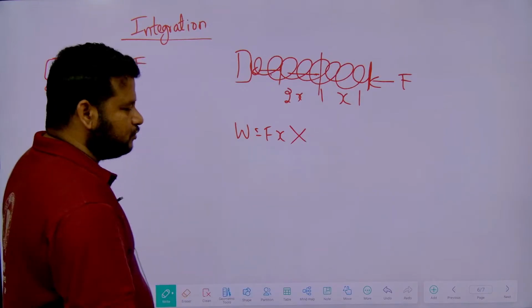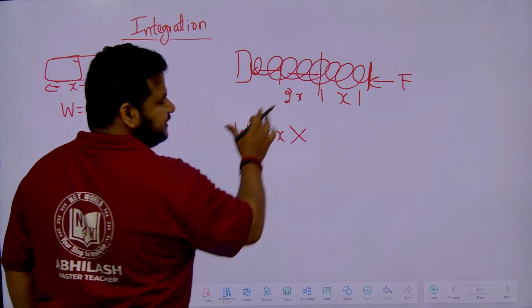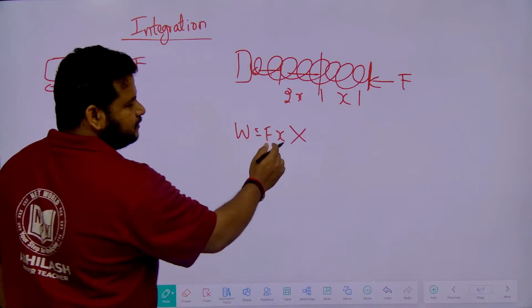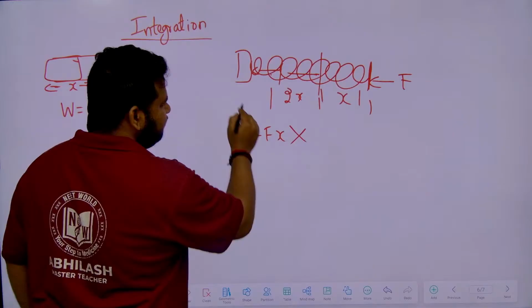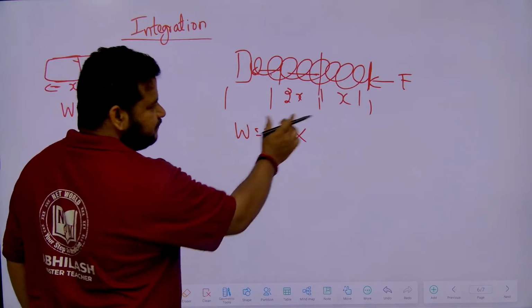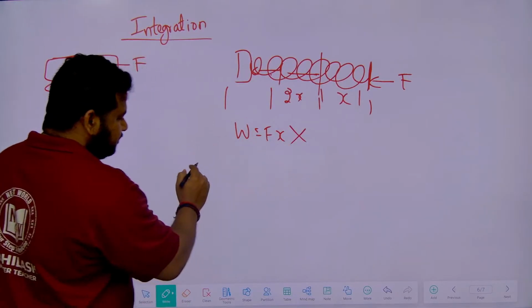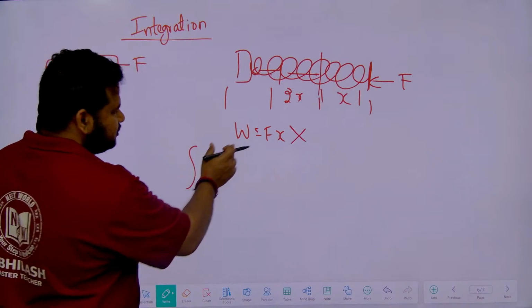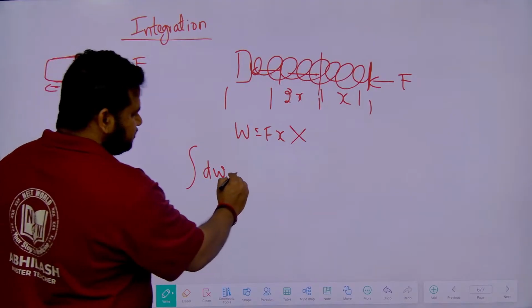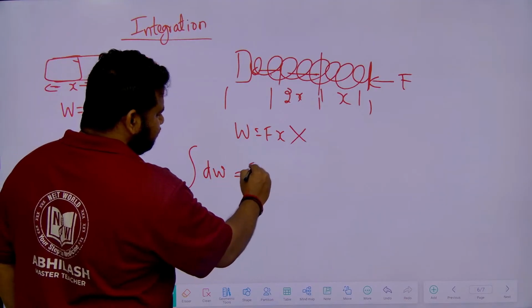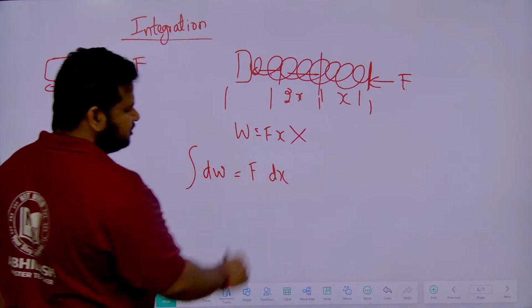So for that, instead of taking the entire thing, we will take from one point to another. From here to here, what is the work done? From here to here, what is the work done? So instead of taking individually, we will take it as summation. Instead of work done, we will write dW, small change in work done, is equal to F into dx, small change in displacement.